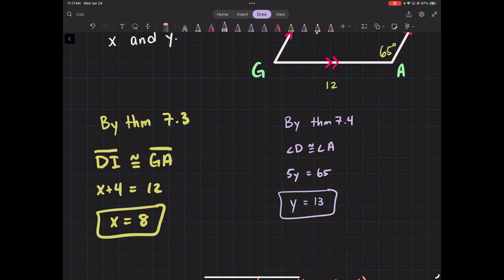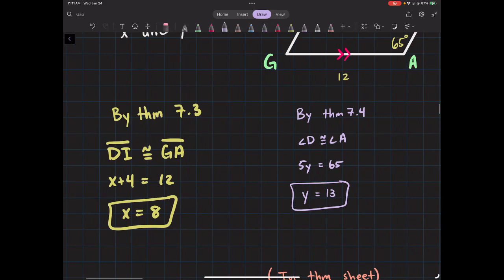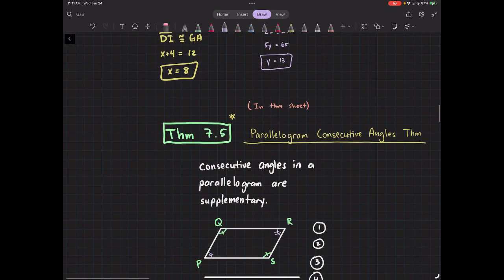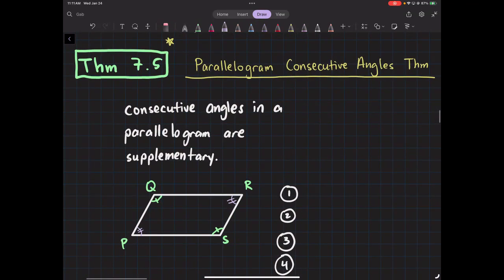Okay. Do you guys have any questions right now? We're good? Okay. So next. Do you have any problem with that? This one's in your theorem sheet, so look at 7.5 in your theorems.